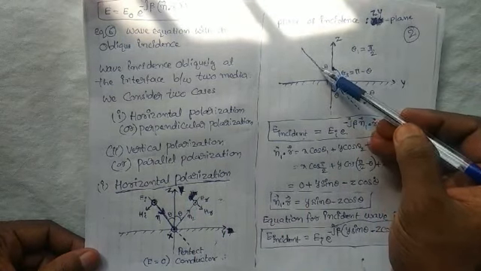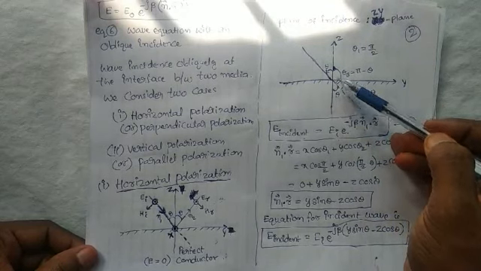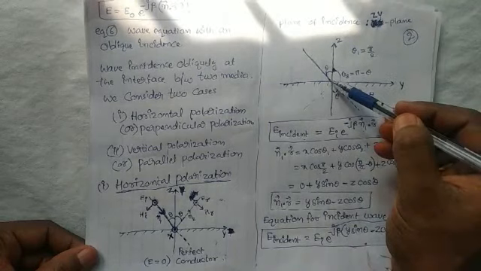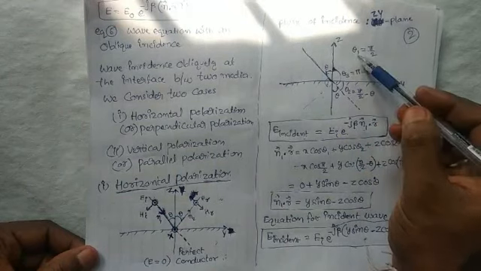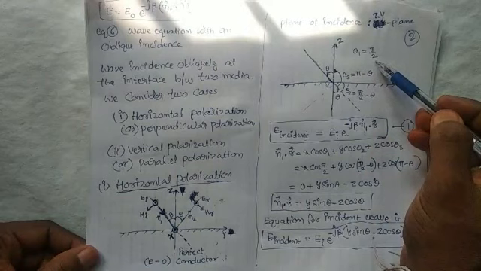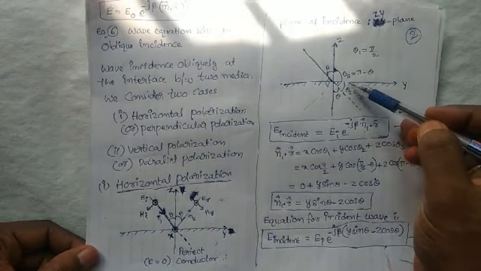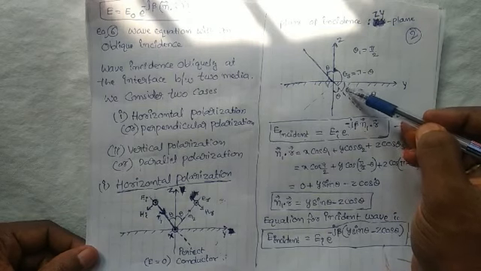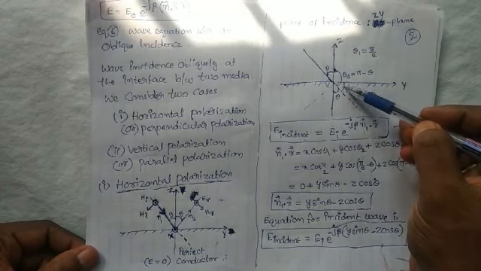Here the incident wave makes an angle with the x-axis, theta 1. The angle between the incident wave and the x-axis is 90 degrees, so theta 1 is equal to pi by 2. Similarly, theta 2 is the angle the incident wave makes with the y-axis.